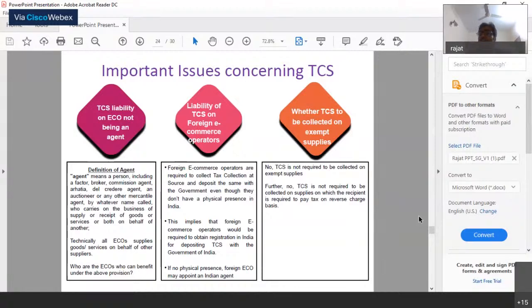Another issue which comes up is whether tax collection at source is required to be collected on exempt supplies. The provision clearly says that it applies only to taxable supplies. Therefore, if you are supplying goods which are exempt from GST, the e-commerce operator will not collect tax collection at source on your behalf.